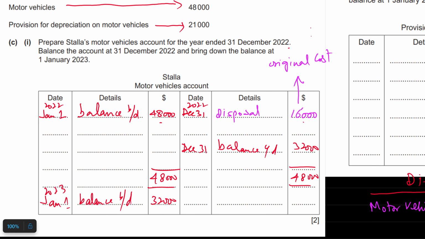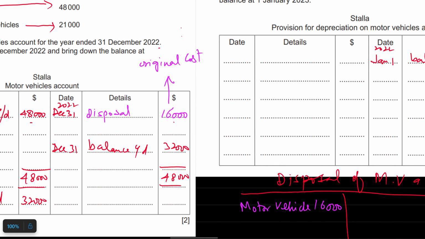Students, don't forget to write this balance brought down, because normally this balance brought down carries 1 mark even if your answer is wrong.